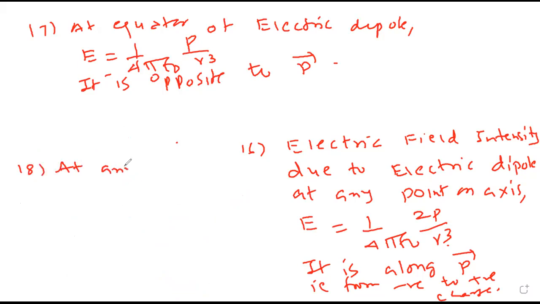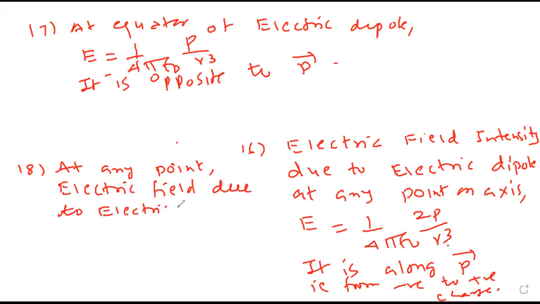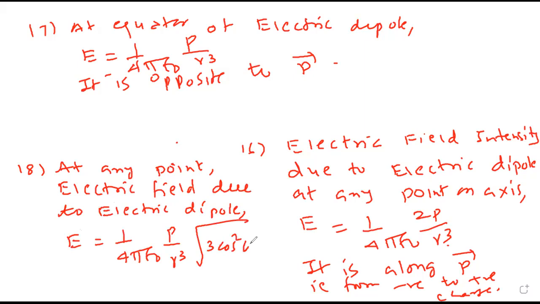At any point, electric field due to electric dipole: E equals 1 upon 4 pi epsilon naught p upon r cube, root of 3 cos square theta plus 1. Direction is given by tan alpha equals half tan theta.